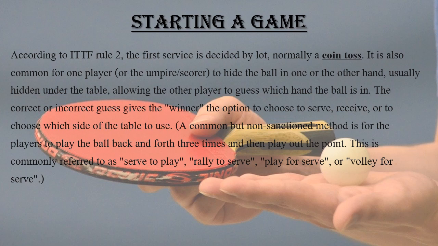The correct or incorrect guess gives the winner the option to choose to serve, receive, or to choose which side of the table to use. A common but non-sanctioned method is for the players to play the ball back and forth 3 times and then play out the point. This is commonly referred to as serve to play, rally to serve, play for serve, or volley for serve.